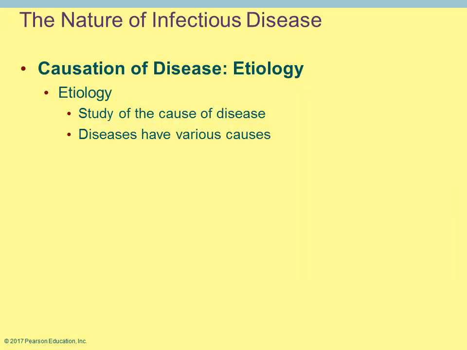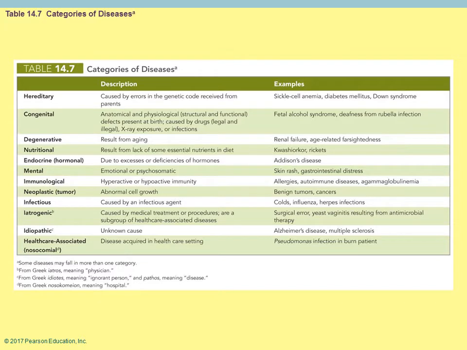The etiology, this is studying the cause of the disease. Now, some diseases may have various causes, so that can make it a little interesting in trying to narrow down a particular cause for a particular individual. On this table, it does list several of the different categories of diseases. There are a couple that I want to just point out to you. Second from the bottom is idiopathic. That just means there's an unknown cause. We don't know yet what the cause is.